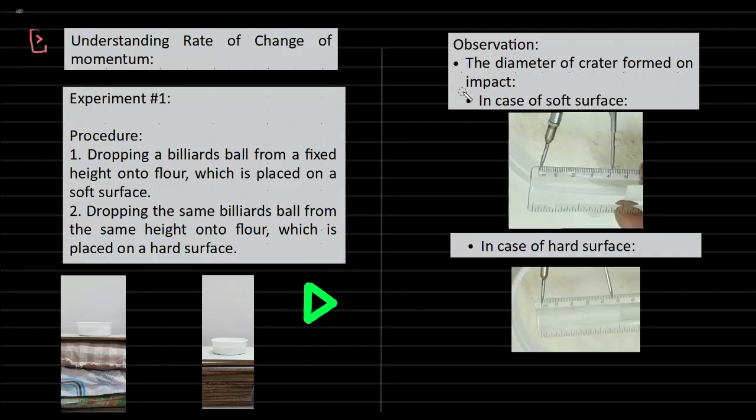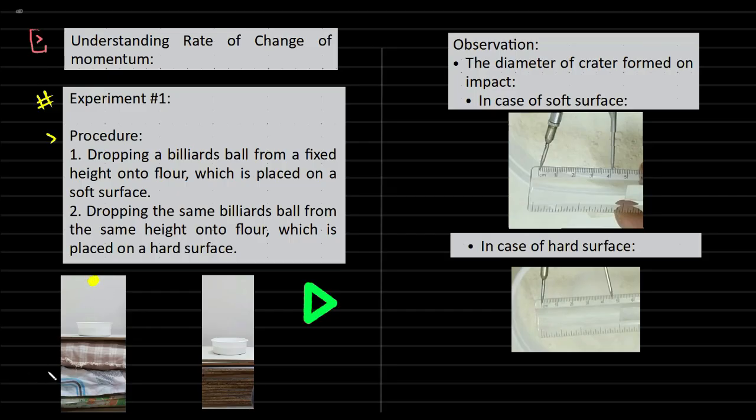We are going to understand rate of change of momentum experimentally. So what does the experiment deal with? The procedure is this. You're dropping a billiards ball from a fixed height onto a floor. Floor is that powder form of your wheat or rice, if not ragi, which is placed on a soft surface. So basically, this is what we're going to do.